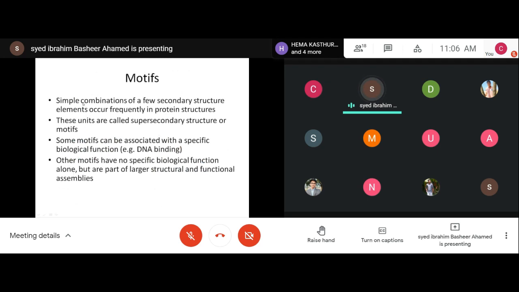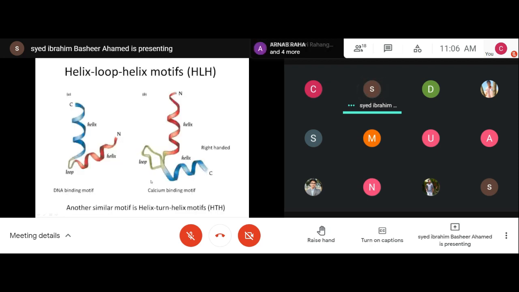All right. So I told you several simple combinations of secondary structures will form motifs. Some motifs can be associated with a specific biological function. So here you can see this is HLH, helix loop helix motif. You will have two helices connected by a loop region.